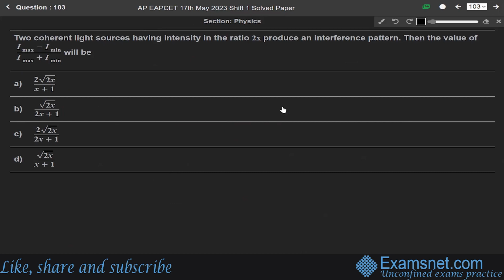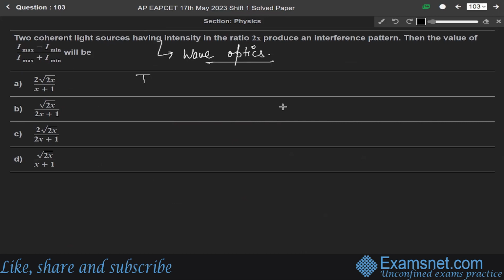Two coherent light sources having intensity in the ratio 2x produce an interference pattern. Then the value of I maximum minus I minimum over I maximum plus I minimum will be? Given that the ratio of the intensity. First of all, this question is again from the chapter of wave optics.